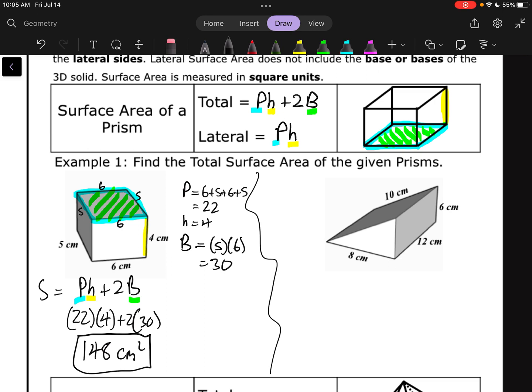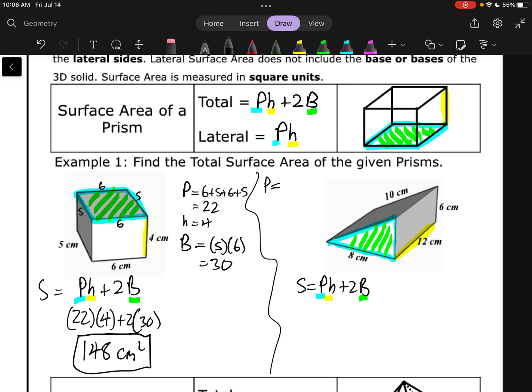All right, let's try it out for our triangular prism here. Now, since my base on this one is a triangle, remember your base is your repeated side, your congruent parallel sides. So my P here, I'm going to find the perimeter of this triangle. My h, my distance from triangle to triangle, would be this 12. And the B is going to be the area of the triangle. So let's try finding these here.